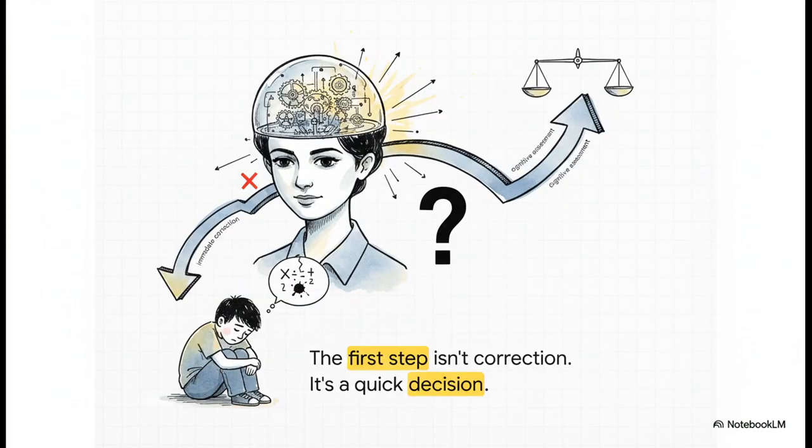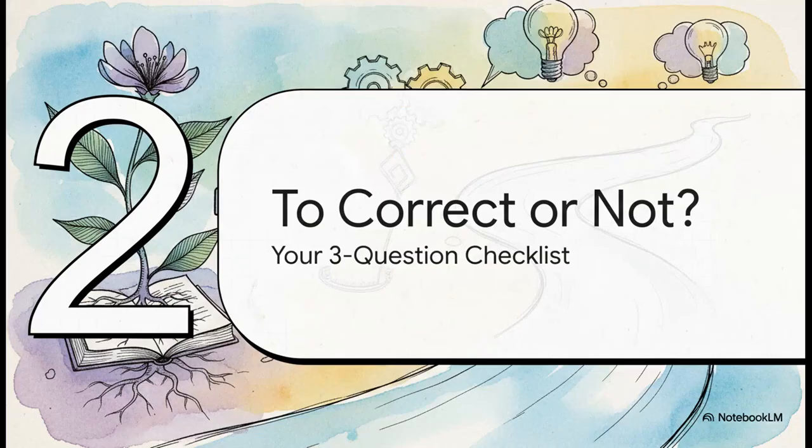So, here's the thing. Your first step isn't even about correction. It's about a super fast decision you have to make. I'm talking split second. The moment you hear that mistake, a few questions should be firing off in your head. So to correct or not to correct? That's the question. Let's actually break down that split-second thought process into something you can use every time.